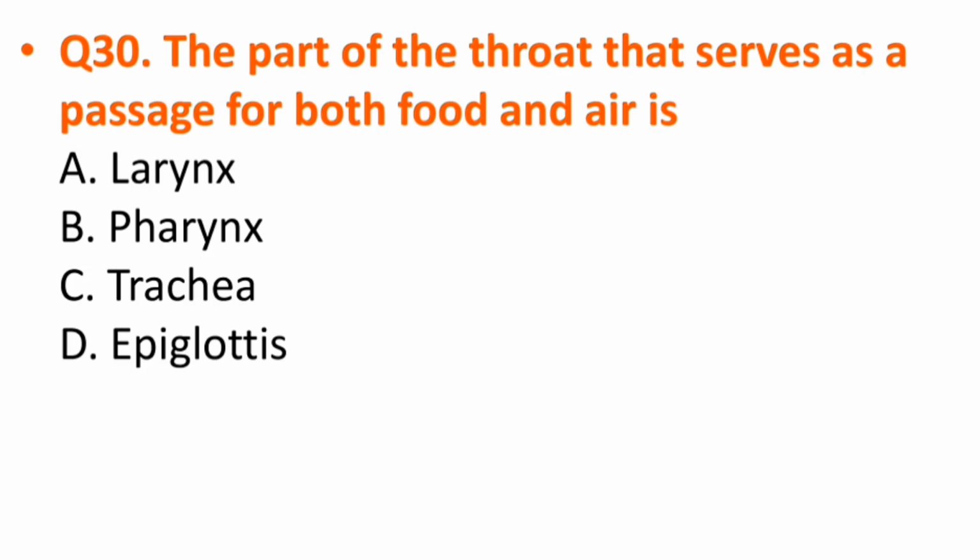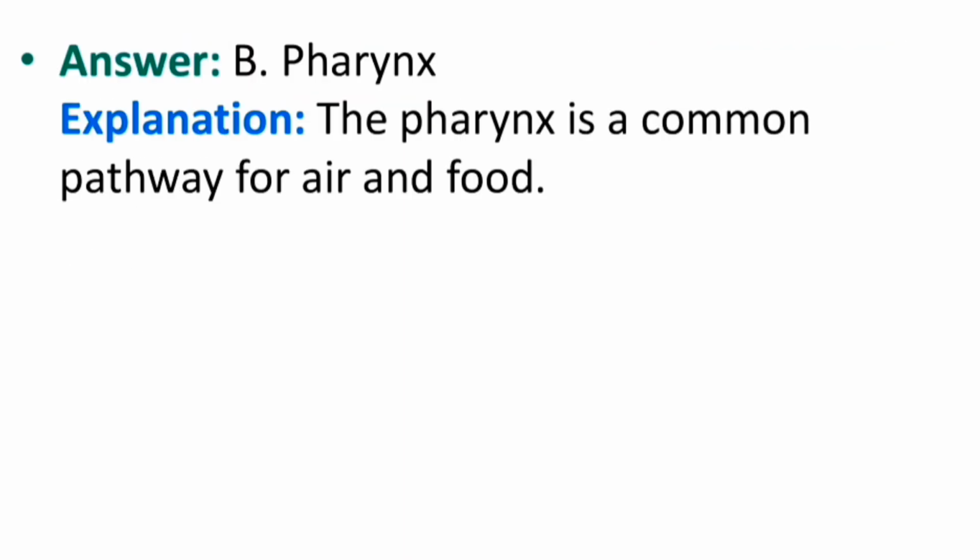The part of the throat that serves as a passage for both food and air is option A larynx, option B pharynx, option C trachea, option D epiglottis. The correct answer is option B pharynx. The pharynx is a common pathway for air and food.